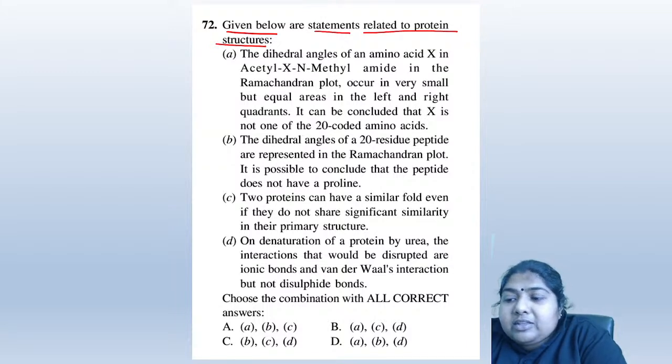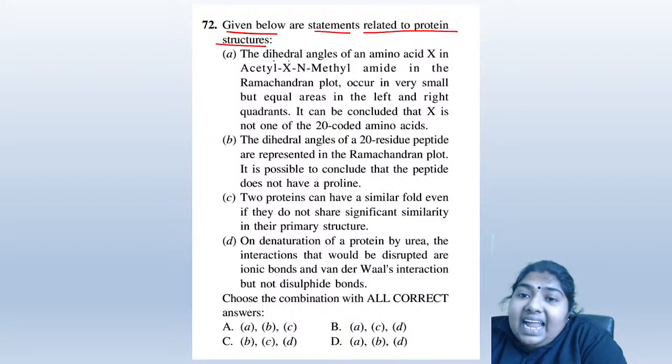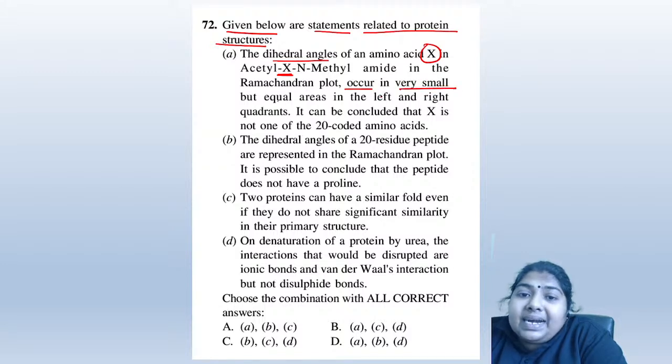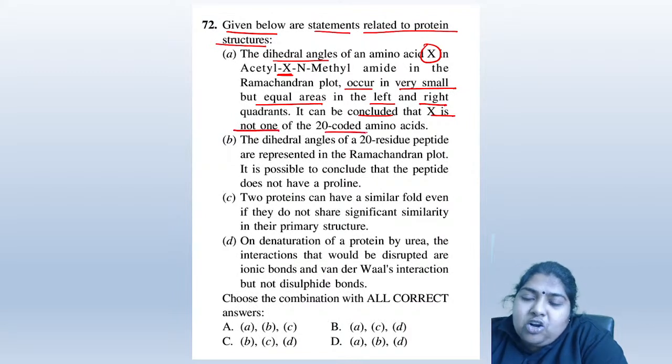Now you can see that the dihedral angles of the amino acid X that is present within acetyl X N-methyl amide occur in very small but equal areas in the left and the right quadrants. It can be concluded that X is not one of the 20 coded amino acids.